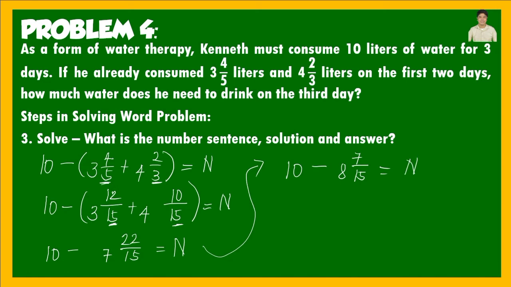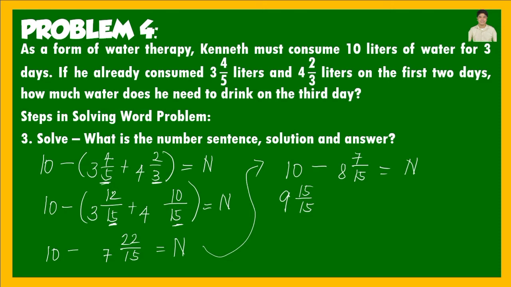Ngayon, magsusubtract tayo ngayon. 8 and 7 over 15. Isusubtract natin siya sa 10. Yung 10, whole number siya. So, paano natin palilitawin na may fraction siya? So, kuha tayo ng whole number sa kanya, ng isang 15 over 15. Okay, so magiging ganito siya. 9 and 15 over 15. So, palitawin natin na may fraction siya. Kasi 15 over 15 is 1. Tas plus 9, we have 10.